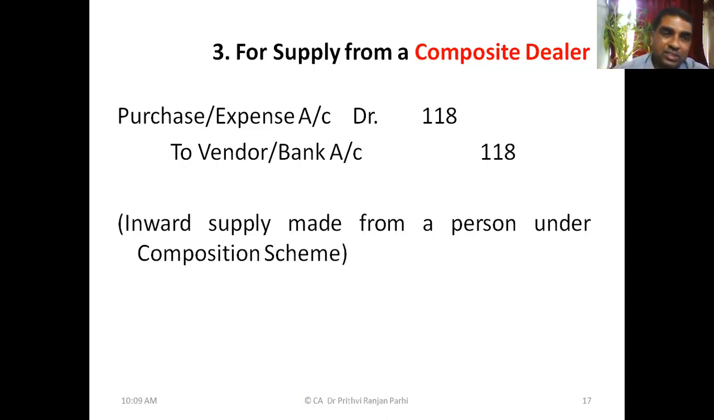So the entry for this is: purchase account debit or expenses account debit to vendor account or bank account. If it is a credit purchase, then vendor account. If it is a cash purchase, then bank account. Narration: inward supply received from a person under composition.